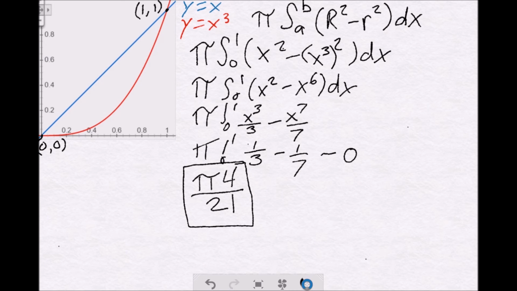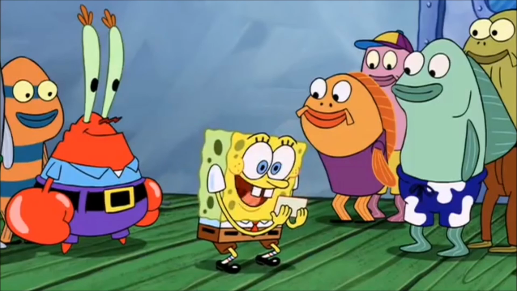And that is how you find the volume of revolving two functions around the x-axis. This is the greatest day!